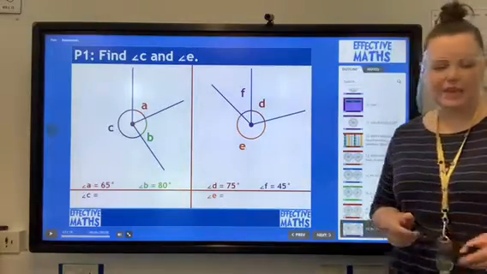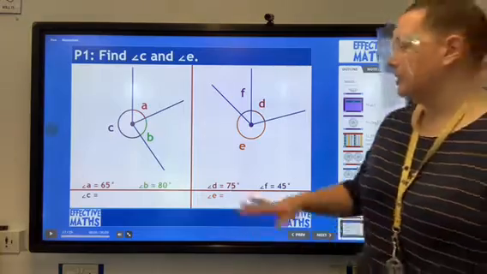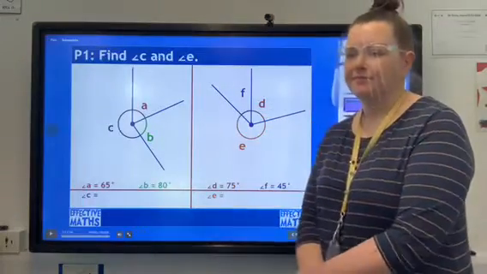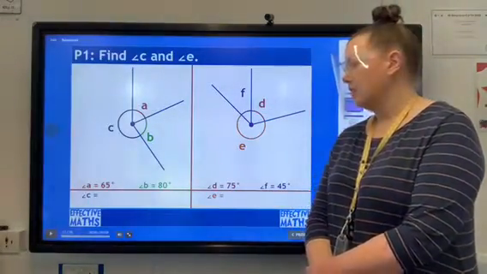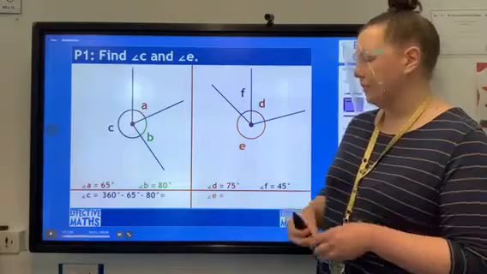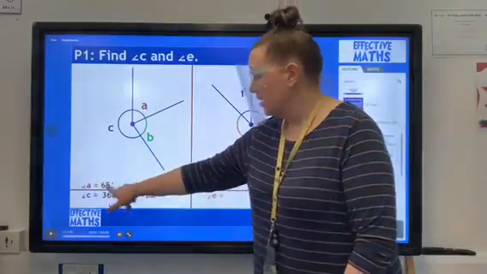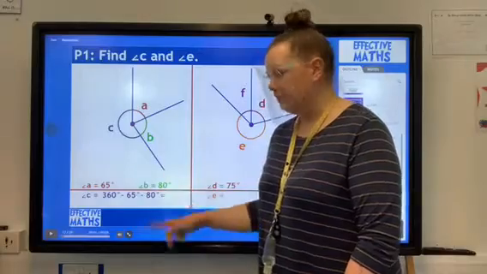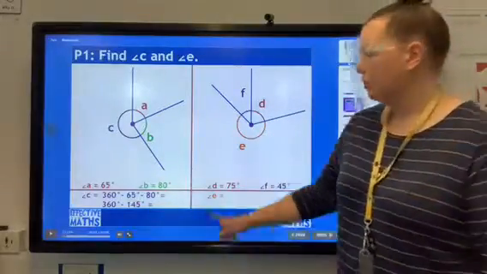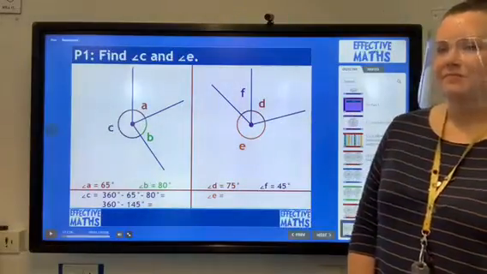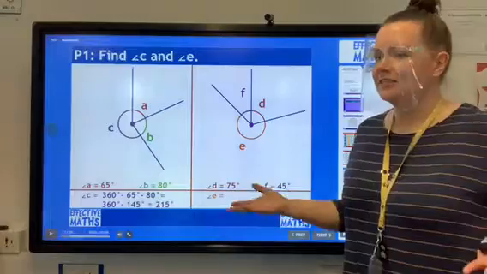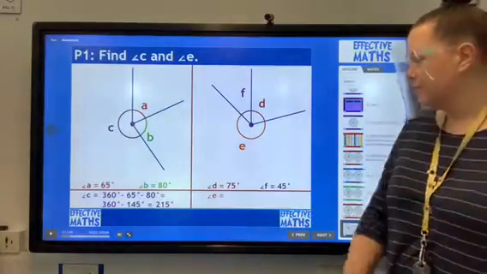How are we going to find C and how are we going to find E? So how are we going to find C, first of all? Can you talk me through what we're going to do? We have to add A and B together. So firstly, 360 subtract 65, subtract 80. So C equals the total minus A minus B. So 360 minus A plus B, which is 145. What's our answer? 215 degrees. We need to remember that unit of measurement, don't we?